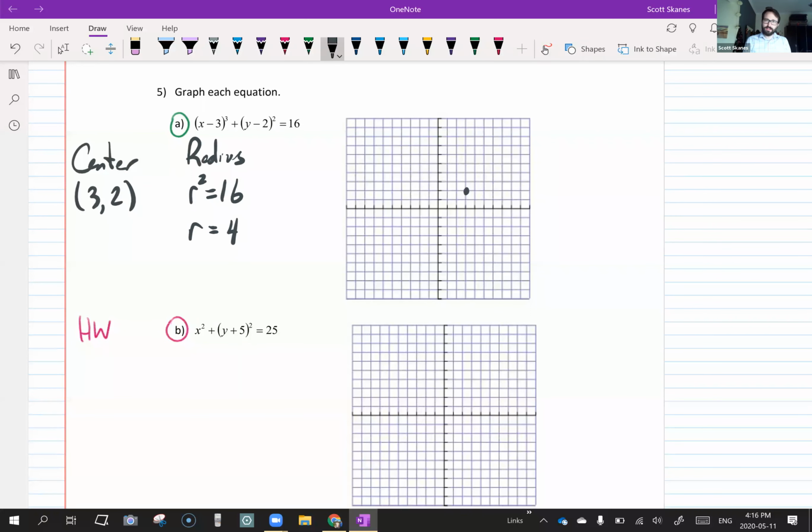Just using the same concepts we've been doing all day so far. So I'll just go over by 4. 1, 2, 3, 4. I'll go left by 4. I'll go up by 4. I'll go down by 4. You don't need to go in that many directions. I just want to make it easy for me to draw. And I have a circle.